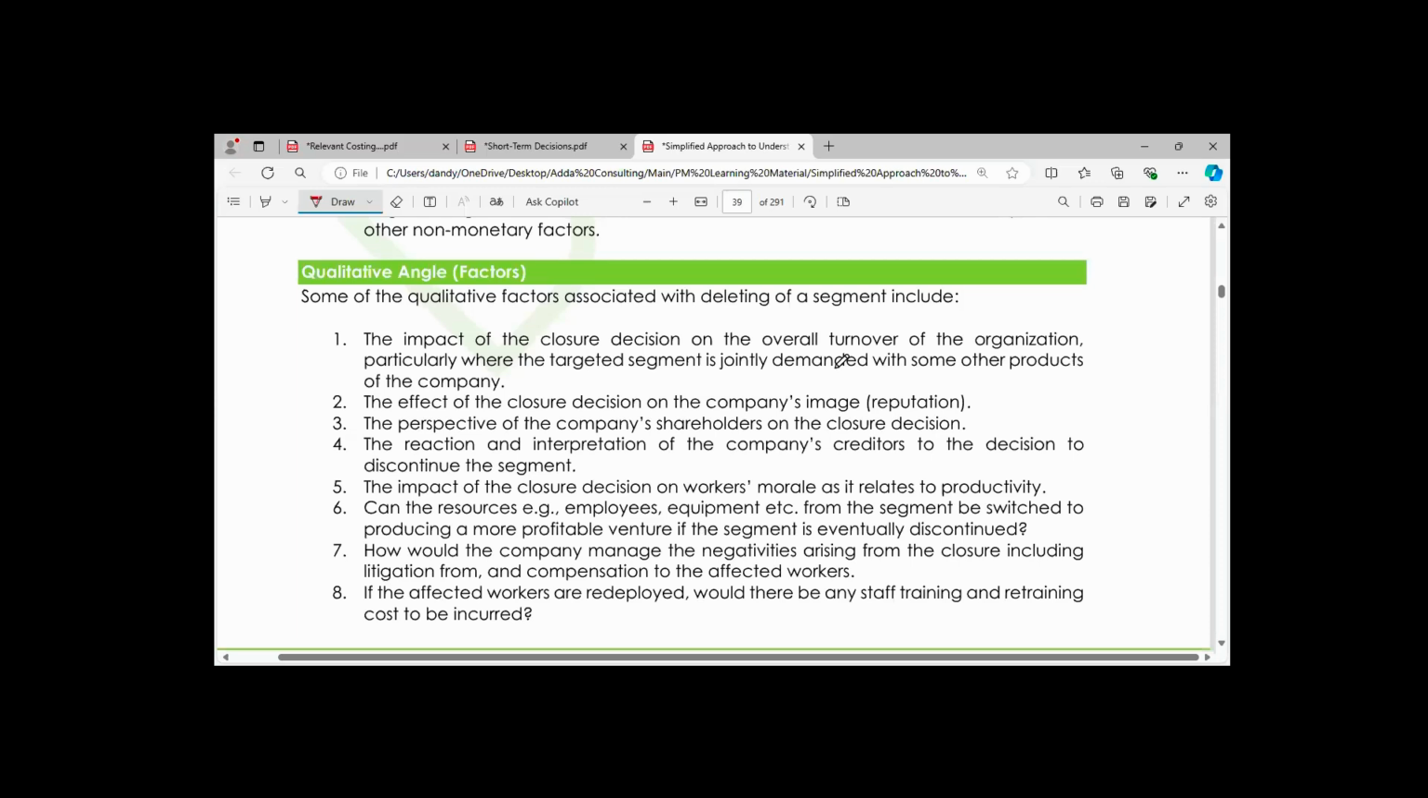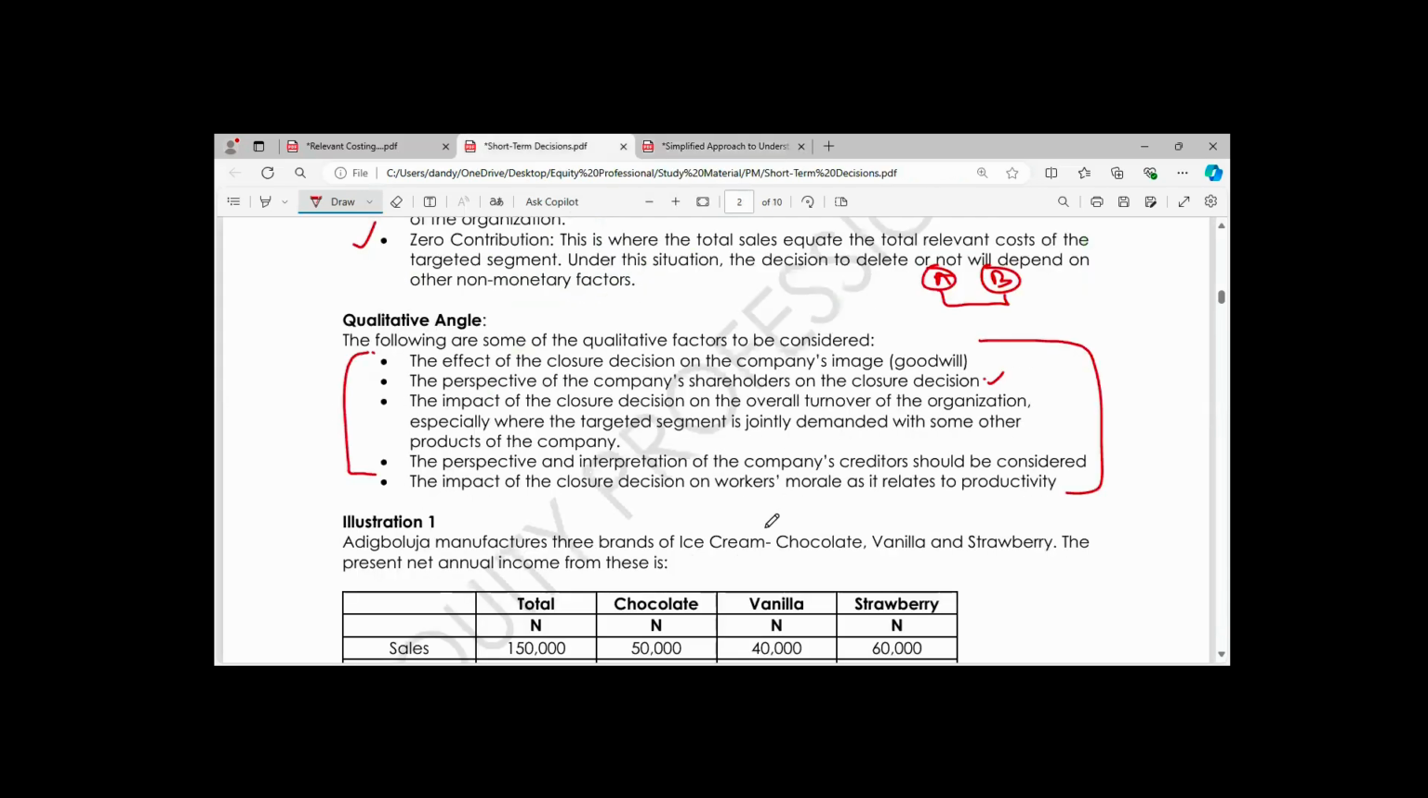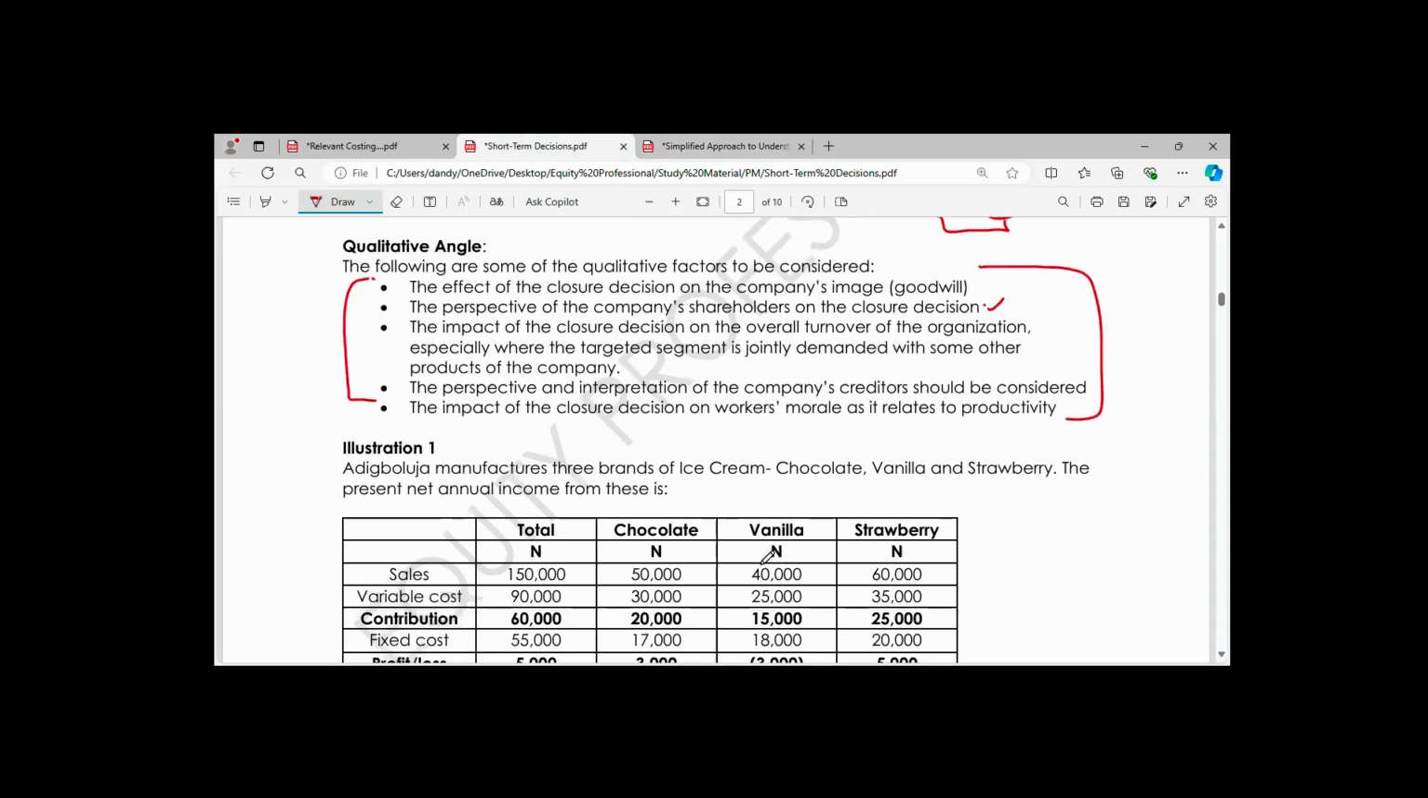I think I've mentioned about 3 or 4. So let me add one more. Now, the company will need to consider the impact of the closure decision on workers' morale, especially as it relates to productivity. Certainly, workers' morale will decline as a result of the closure decision, because we are human beings. Workers are human beings as well.